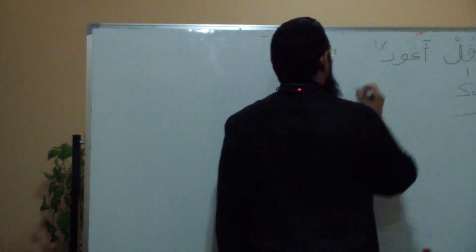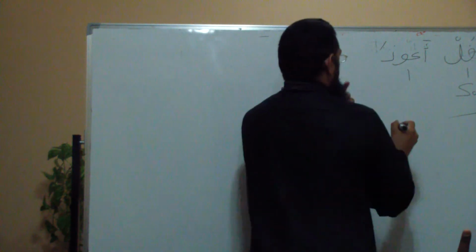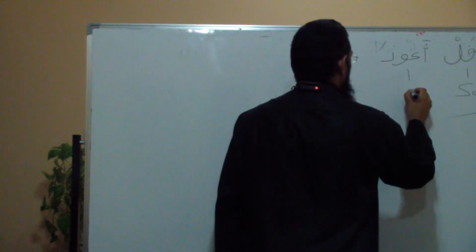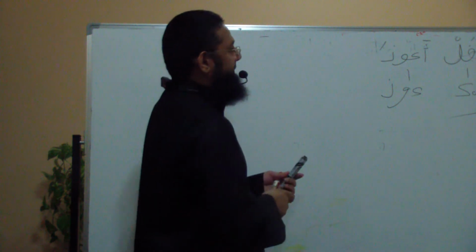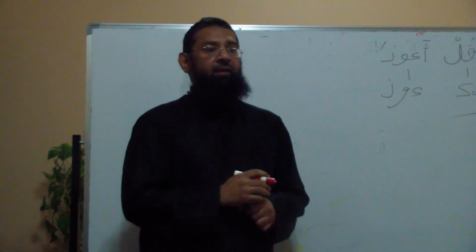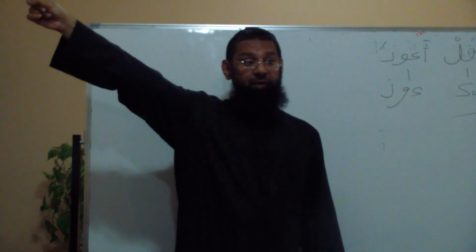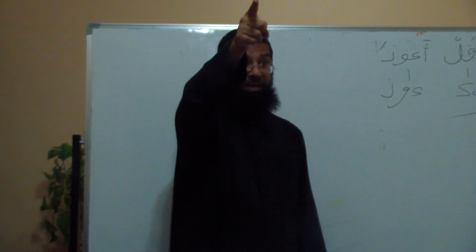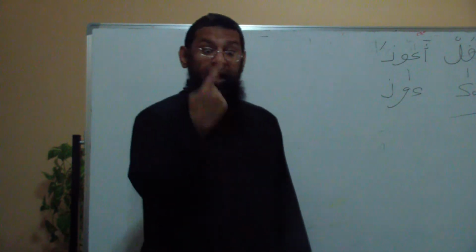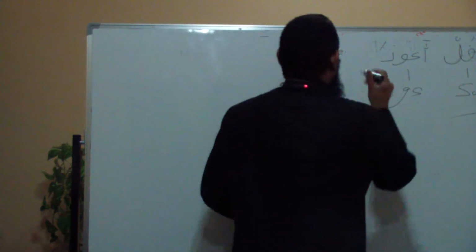Qul a'udhu. What's a'udhu? A verb. And what's the root? Ayn, wa, dhal. It's present tense, and it means what? I'm seeking. I seek, correct. A'udhu, I'm seeking. A'udhuna, they are seeking. Ta'udhu, you are seeking. Ta'udhuna, you are seeking. Na'udhu, we are seeking. So, say, I'm seeking. Qul a'udhu.